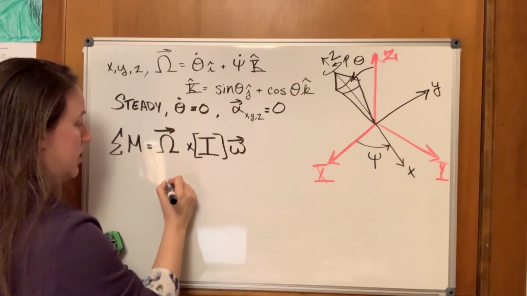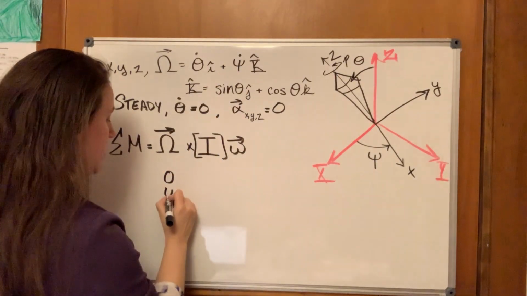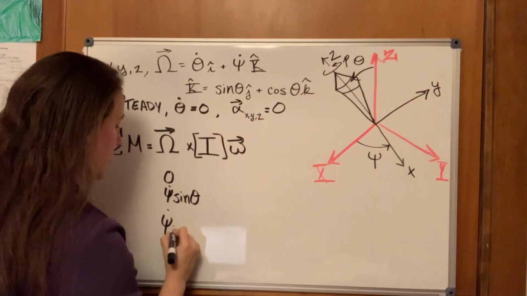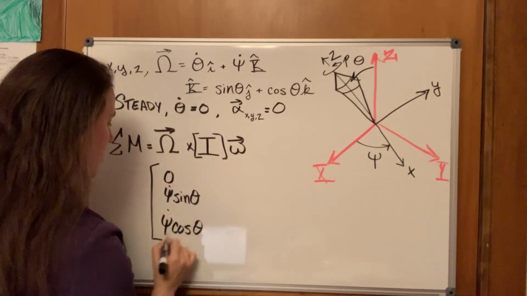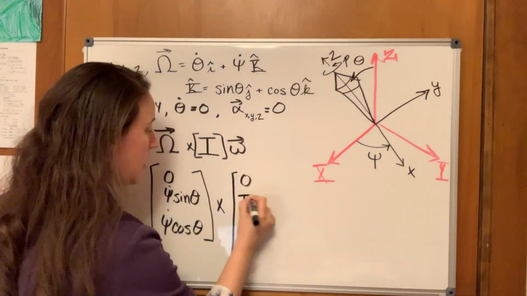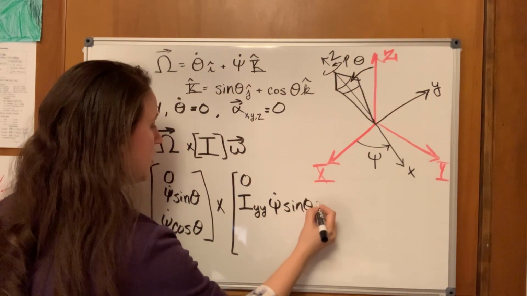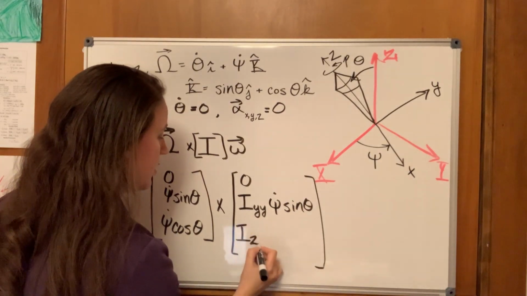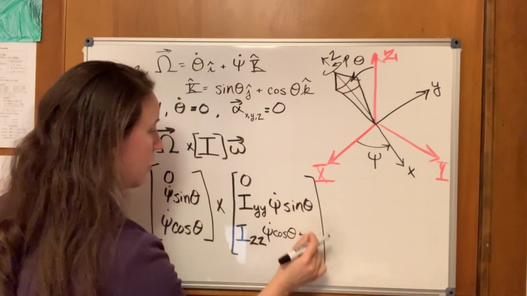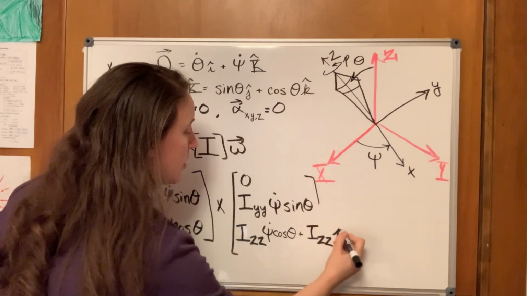So that gives us zero in the x direction, and that gives us psi dot sine theta, and we've got a psi dot cosine theta. We're going to take the cross product of that with now zero in the x direction, Iyy psi dot sine theta, and now we have Izz psi dot cosine theta, and then we also have Izz times our spin rate.